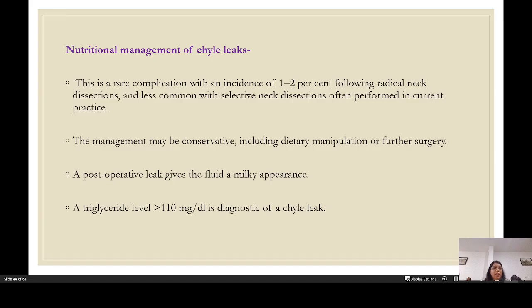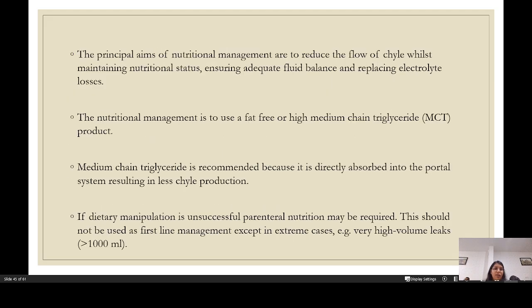Nutritional management for chyle leak. This is a rare complication with an incidence of 1 to 2% following radical neck dissection and less common with selective neck dissection. The management may be conservative, including dietary manipulation, or further surgery. A post-operative leak gives a fluid or milky appearance. Triglyceride level more than 110 mg per dl is diagnostic for chyle leak.